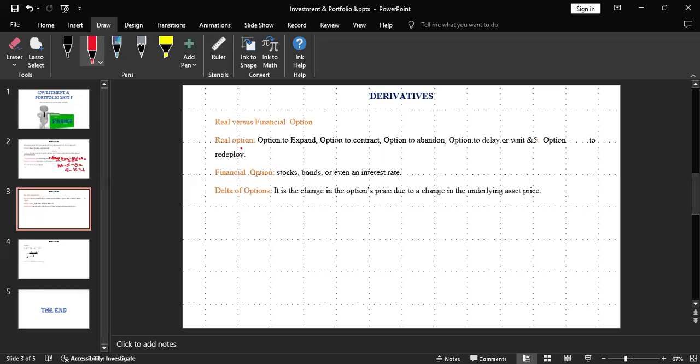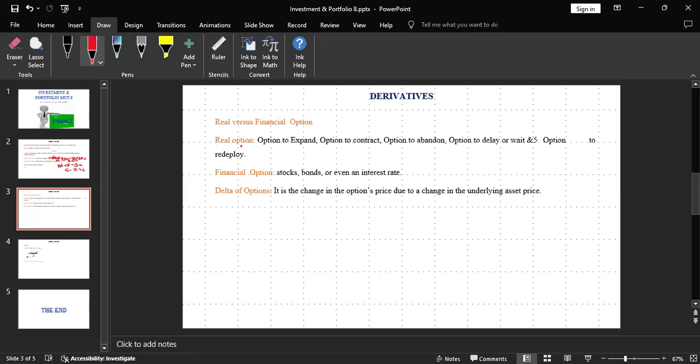Normally when we are talking of options, we are looking at financial options. But we have real options, the way we have real assets, which are more tangible investments that have a direct impact on the economy. A real option is a firm entering into an investment directly.